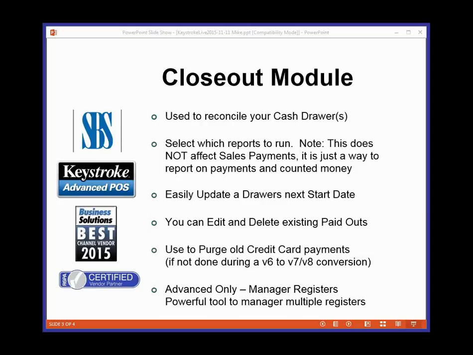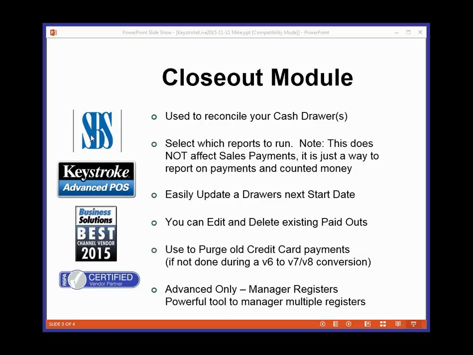There is a purge credit card payment functionality inside the Closeout. This is if you have converted data from prior to version 7 or version 8, usually version 6 or before. There might be some credit card data in your program, and we're also required by PCI to give people a tool to purge data. We'll talk a little bit about how credit card data is handled in version 7 and what's going to be version 8. And there's an advanced-only feature about how to manage registers.